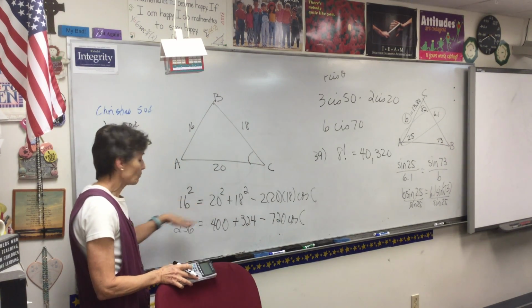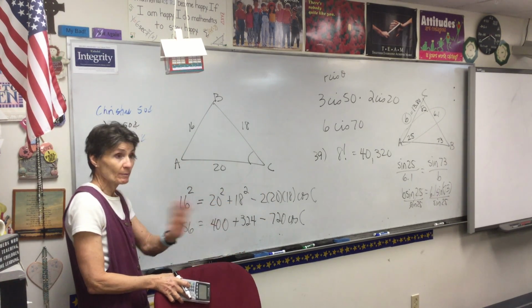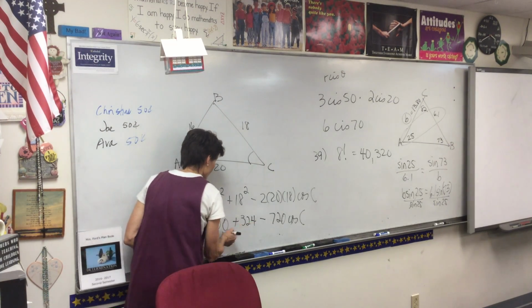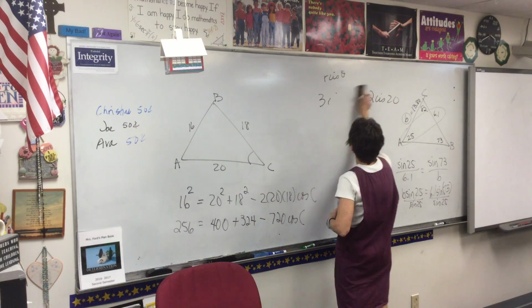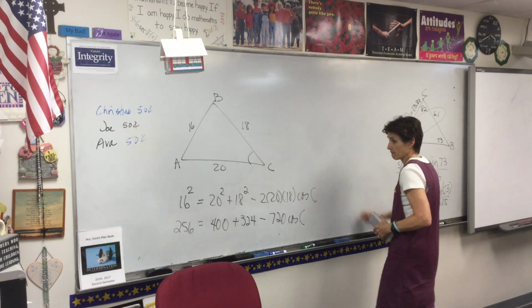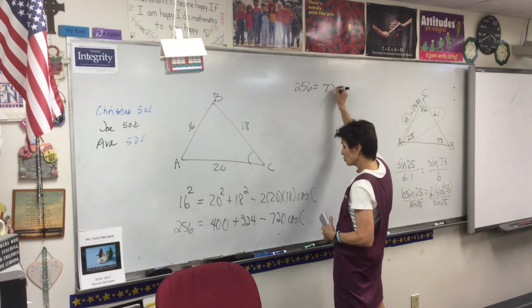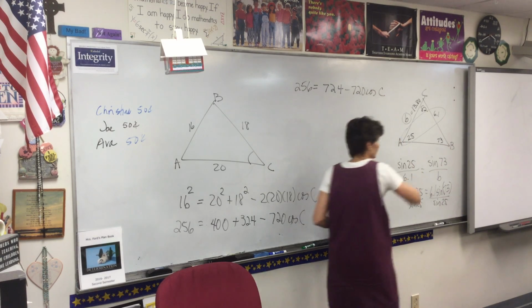So this is what I got so far. I just squared everything and multiplied it together. Is that all right with everybody? Okay, now clearly these two can be added together. So I have 256 equals 724 minus 720 cosine.